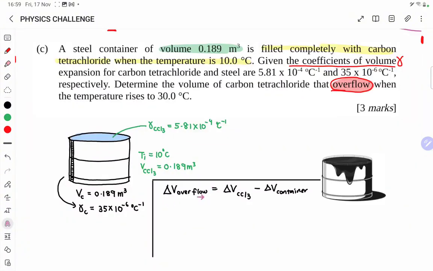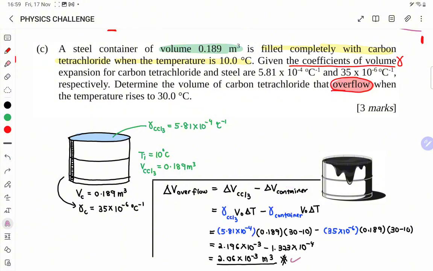To calculate the overflow of the carbon tetrachloride, we have to take how much the carbon tetrachloride has expanded minus how much the container has expanded. Then we just substitute, using the formula just now: delta V equals gamma V naught delta T. The container and the carbon tetrachloride have the same volume, but they have different gamma. So when we subtract, we will get the overflow volume. That's all for number 7. Thank you.